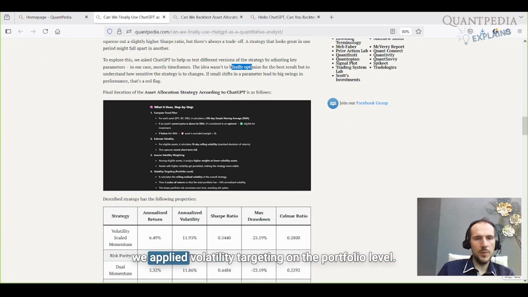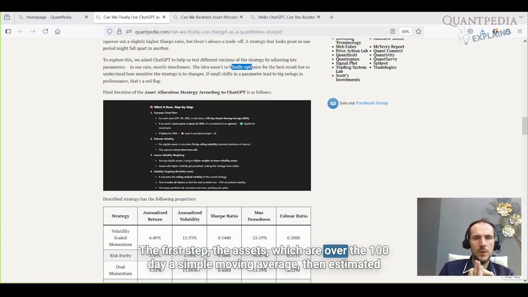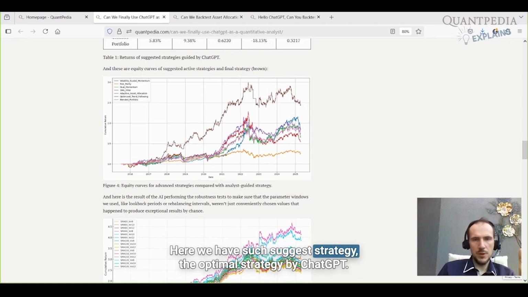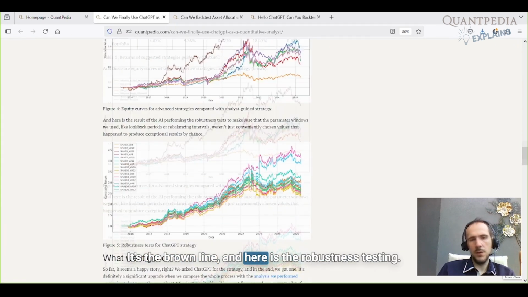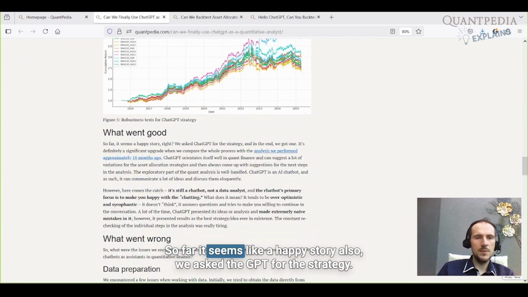And in the end, we apply volatility targeting at the portfolio level, to 10% annualized volatility. So we have 4 steps. The first step, the assets which are over the 100-day simple moving average, then estimate the volatility, inverse volatility weighting, and then at the end, the volatility targeting on the portfolio level. Here we have the suggested strategy, the optimal strategy by ChatGPT. It's the brown line, and here is the robustness testing. So at the end, we got what we wanted. So far, it seems like a happy story.